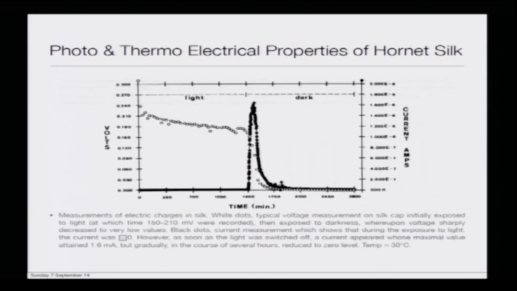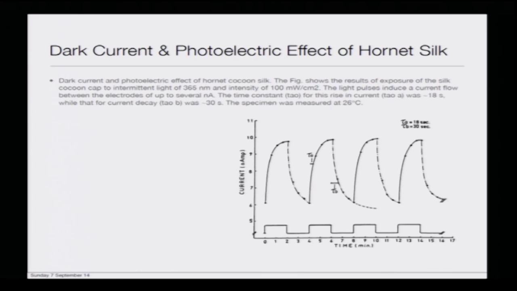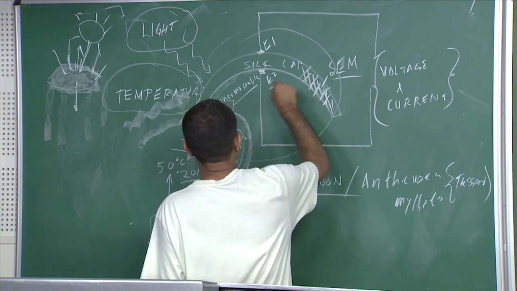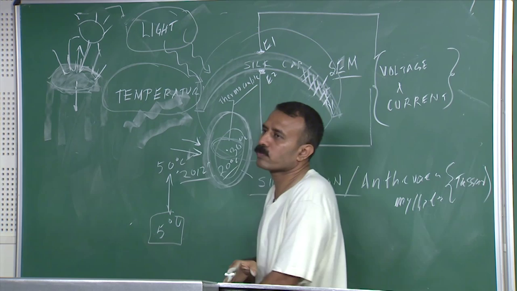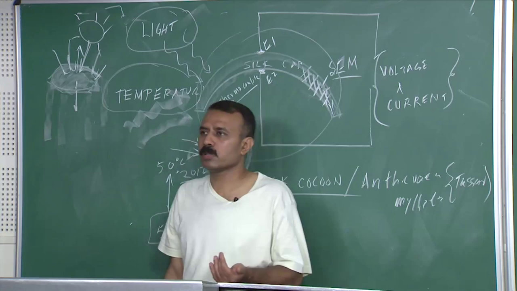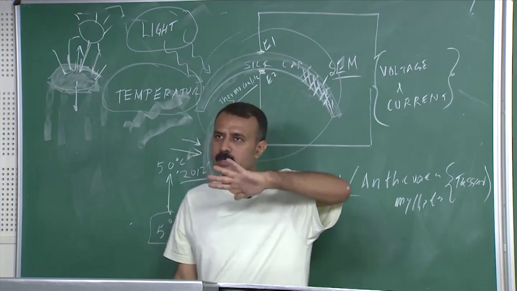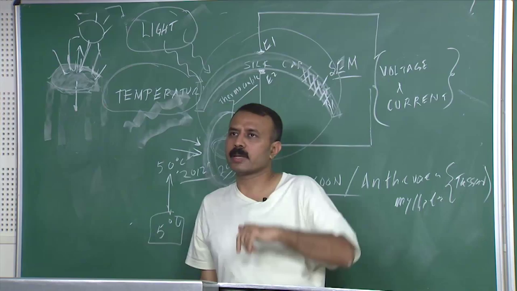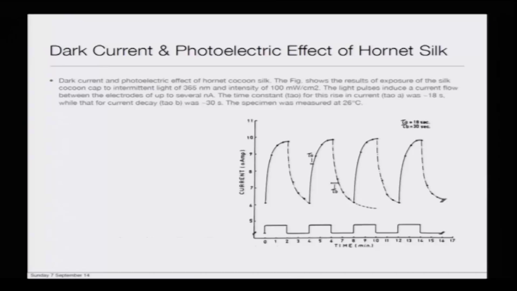If you remember the previous slide, when there is light, there is no current, and whenever there is darkness, there is a spike of current. So, light, dark, light, dark, and whenever there is dark, there will be a spike of current. Whenever there is light, the current will fall down. So, this shows that this silk membrane is a light sensitive membrane. It has photo properties, as we saw about its absorption and emission. Now, we are seeing the functional properties, that there is indeed a charge movement based on the exposure to light.